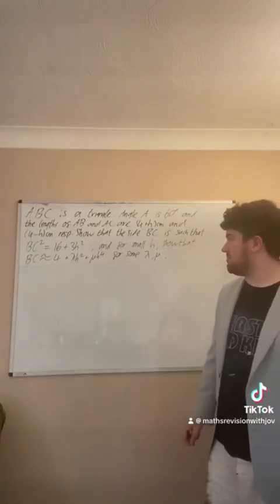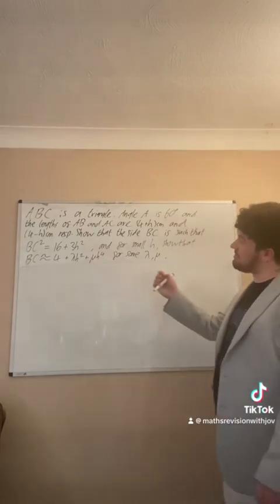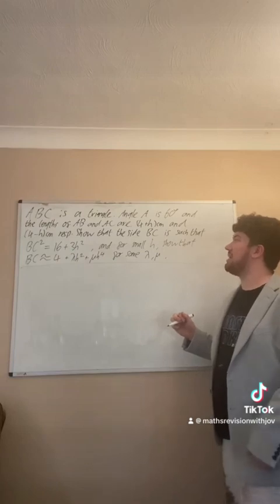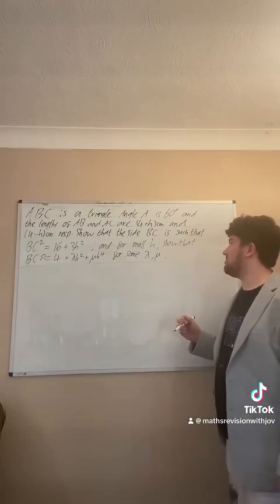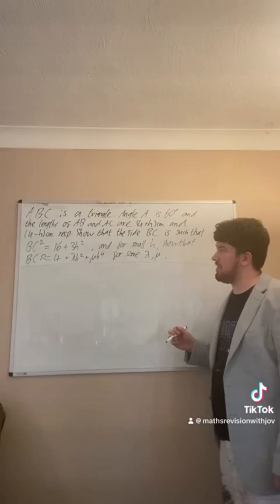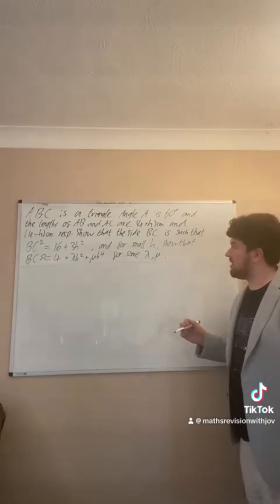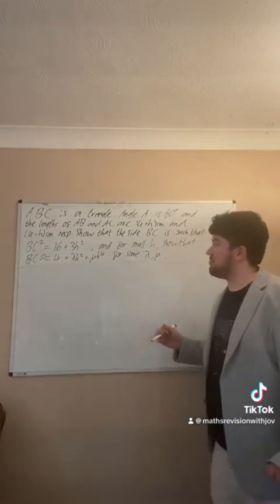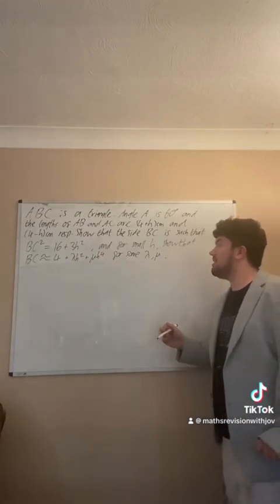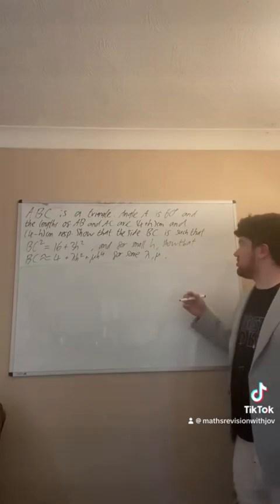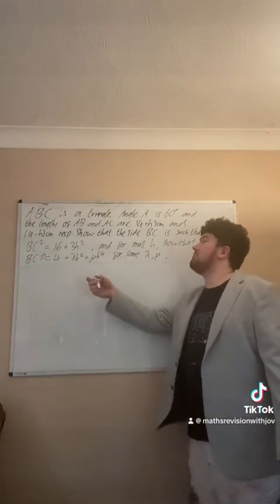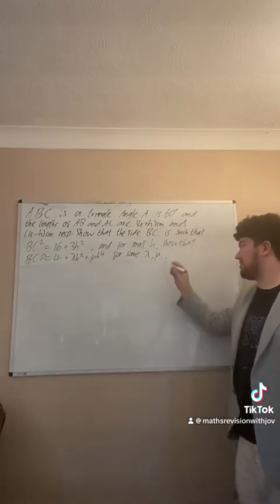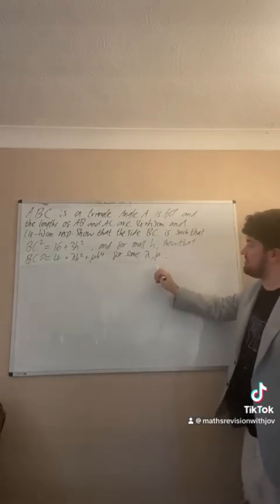Another A-level problem today, and it says that ABC is a triangle, angle A is 60 degrees, and the lengths of AB and AC are 4 plus h and 4 minus h centimetres respectively. The question is asking, show that the side BC is such that BC squared equals 16 plus 3h squared, and for small values of h, show that BC is approximately 4 plus lambda h squared plus mu h to the 4 for some lambda and mu. So it's asking us to find these values, lambda and mu here.